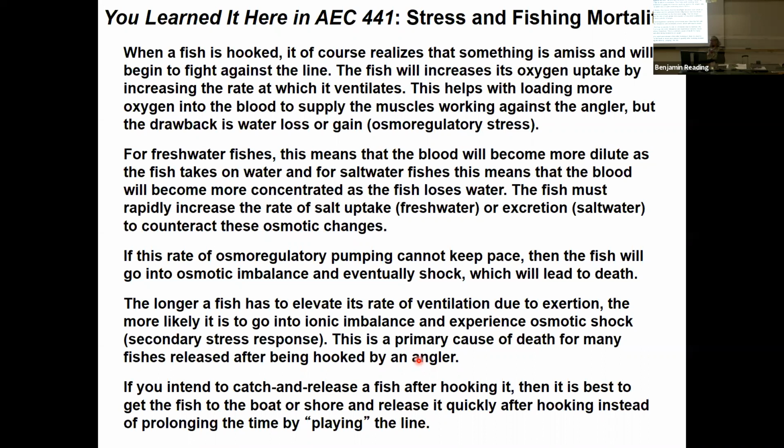Okay, so that is your story. You learned it here at AEC 441. This is stress, fishing mortality, integrated physiological systems, primarily looking at homeostasis and osmoregulation.